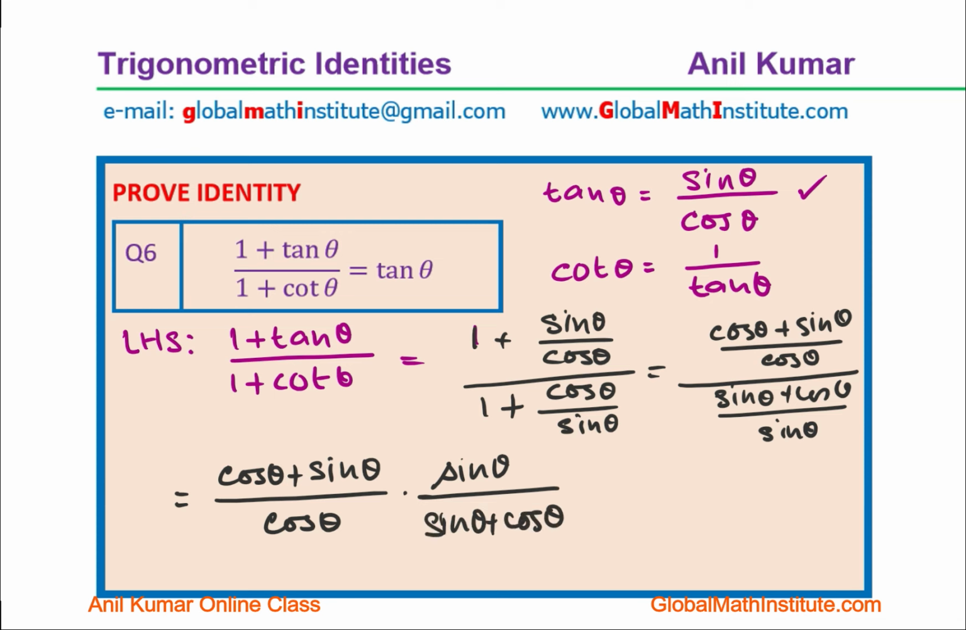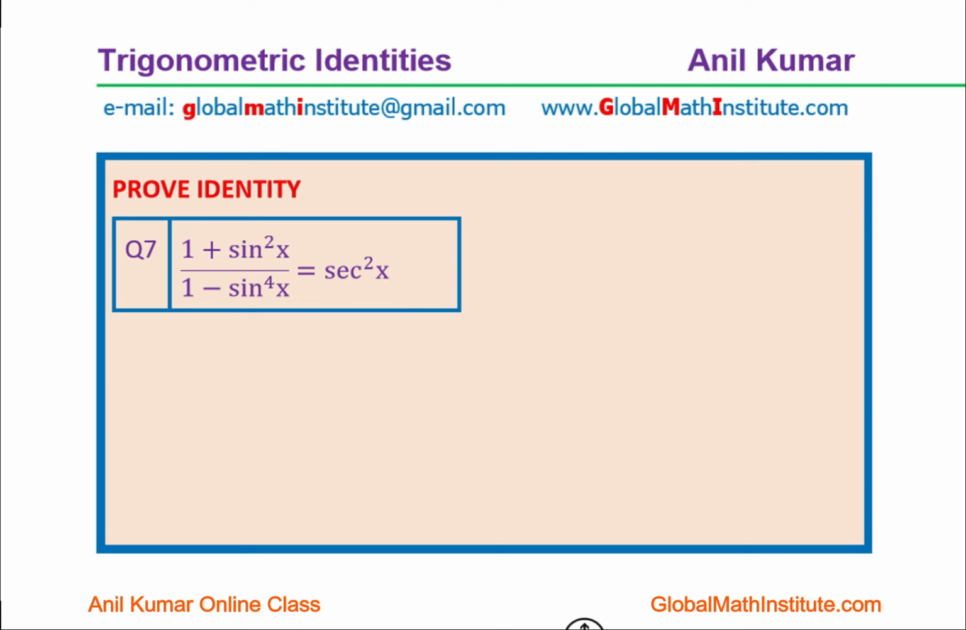Clear? Now here you can see that cos theta plus sine theta can be cancelled, and therefore we get a result which is sine theta over cos theta. And what is sine theta over cos theta? It is tan theta, which in our case is the right hand side. So we have shown that left hand side is equal to right hand side, and that is how you prove it. Perfect. Let's move on and take the next question.